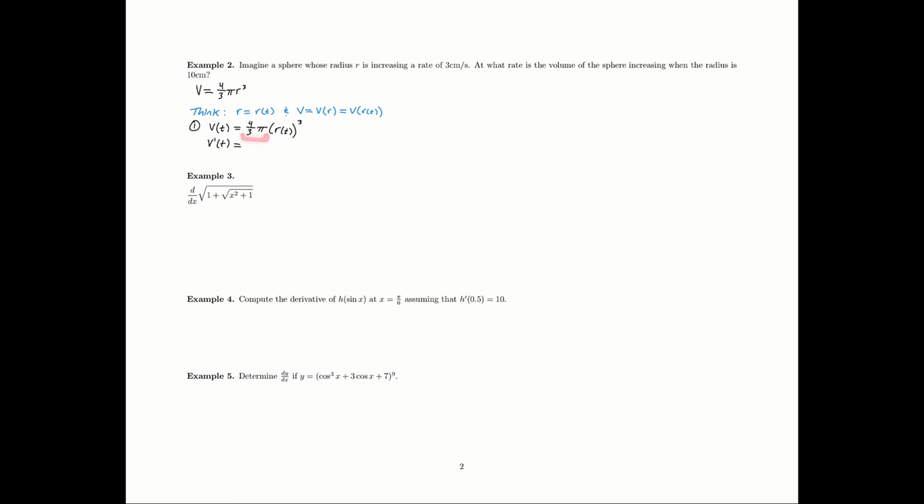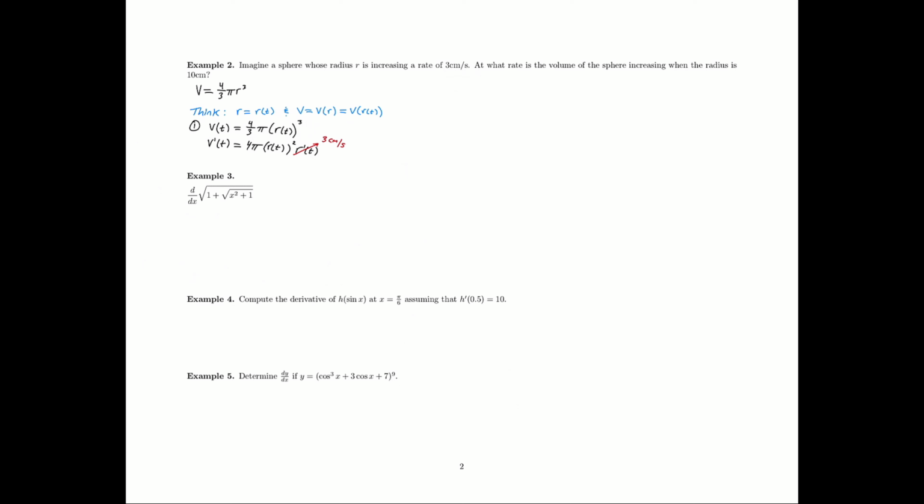These are constants. So the 3 would come down, which would cancel with the 3 in the bottom, so we'd have 4 pi times the inside squared, the inside being r of t, and then we'd have to do the chain rule part where we multiply by the derivative of the inside, which is r prime of t. But here's what we know. We know that the radius is increasing at a constant rate of 3 centimeters per second. So this r prime of t is exactly 3 centimeters per second.